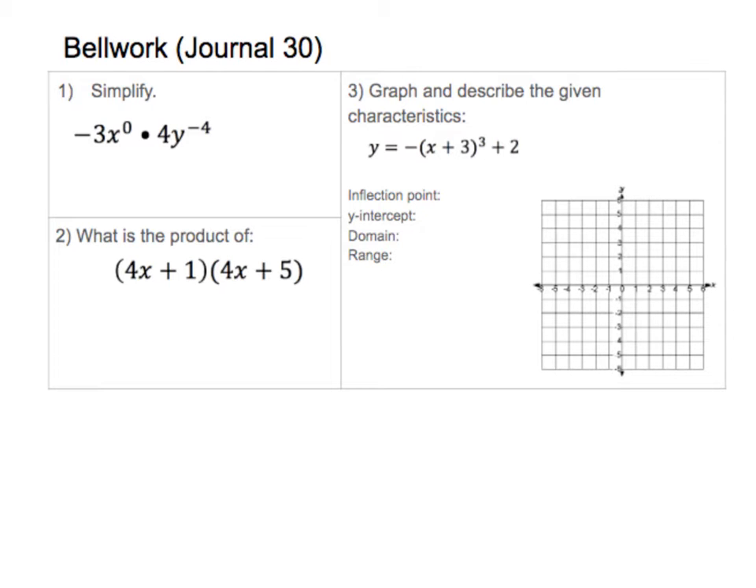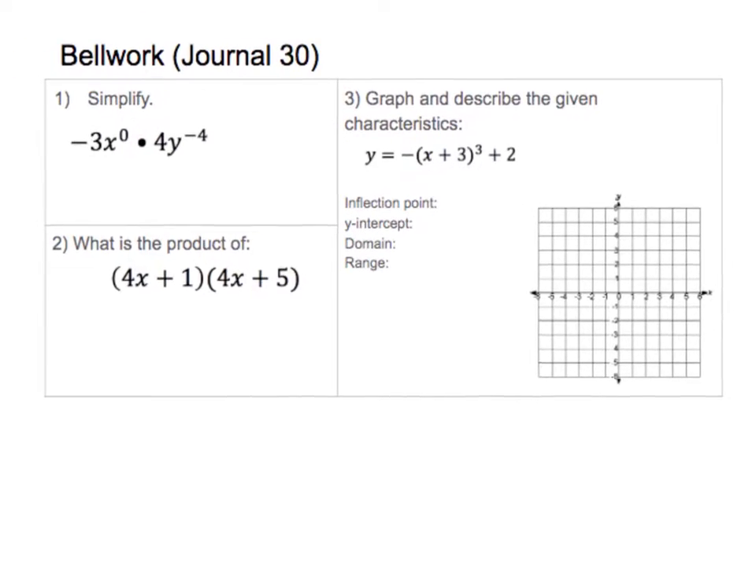All right, so in this bell work here, we're on journal 30. And I want to start us off with going over some problems we've been looking at in the past week. So I brought up a concept from each lesson that we've learned. So let's start us off with simplifying an expression.